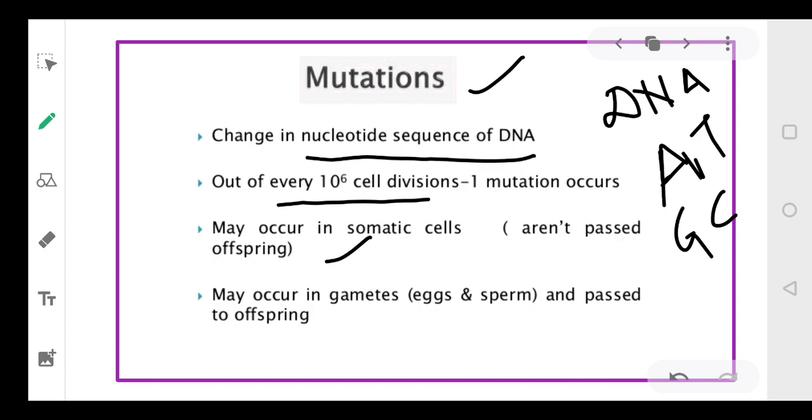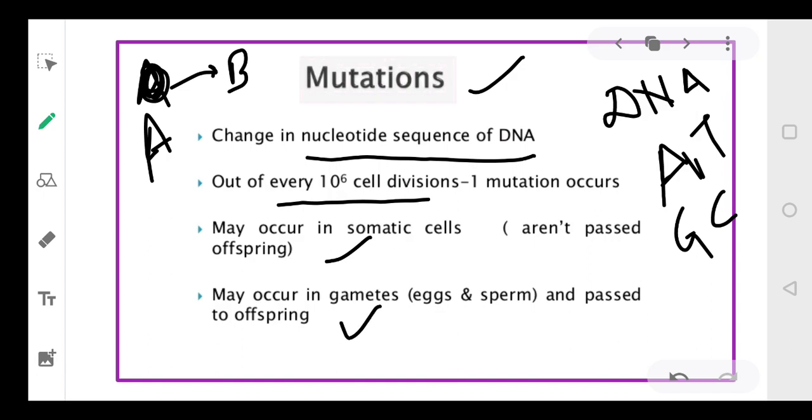It may occur in the somatic cells. Somatic mutations are those which will not be passed from one generation to another. Suppose this individual A has a mutation, it will not be passed to individual B. These are the mutations which will not be passed from parents to their children, so those are referred to as somatic mutations.